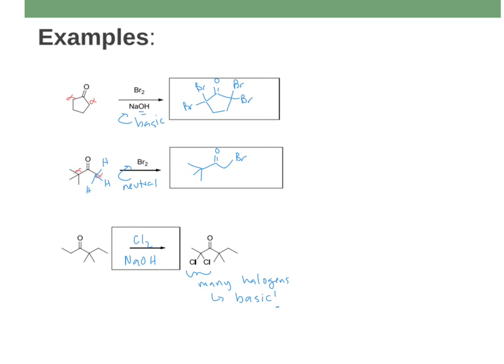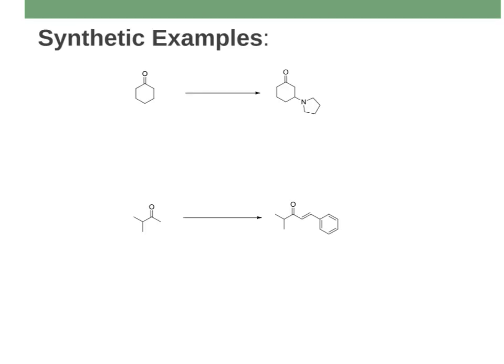Now, how do we apply this in a synthetic sort of scheme? How do we want to contextualize this? Why would we even bother doing alpha halogenations? So here are 2 examples of syntheses that involve alpha halogenations. You have to do an alpha halogenation. I recommend that you pause, take a crack at this, and see what you can do. All right, I'll stop talking for a second.